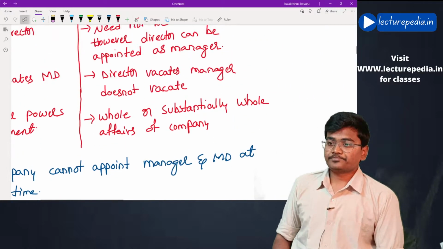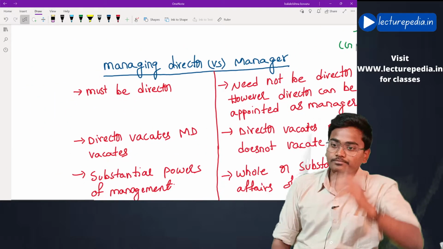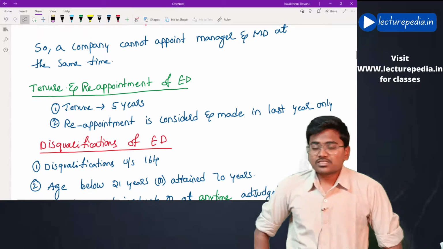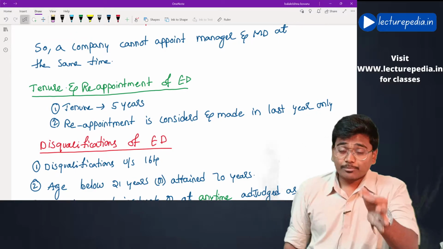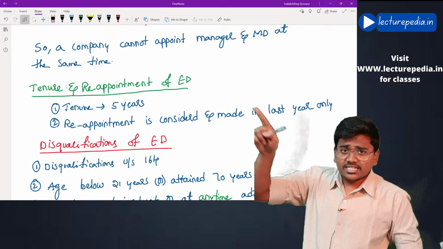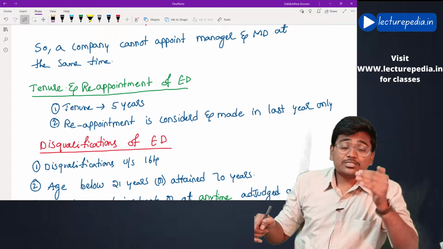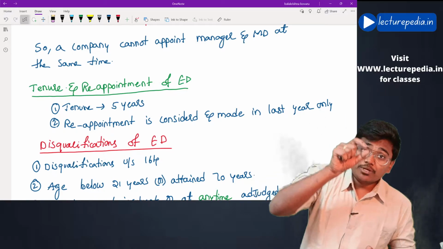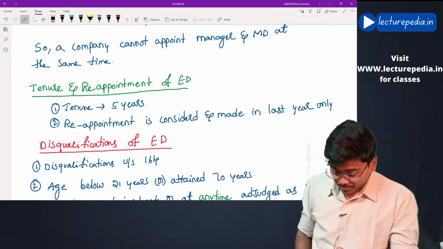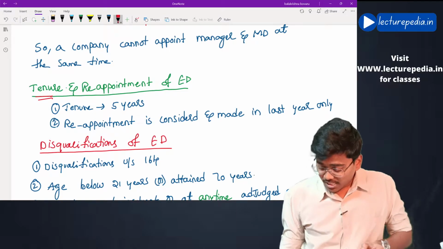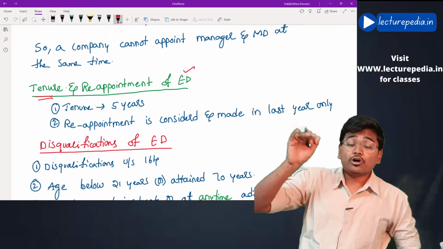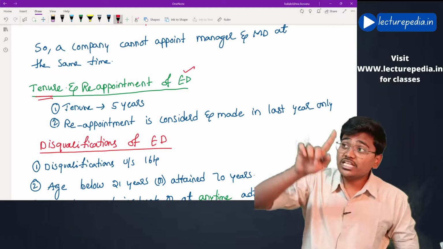Now, tenure. What would be the tenure of this executive director? See, for purpose of section 196, even though this manager is not an executive director, all the provisions prescribed in section number 196 will be applicable even for manager also, even though he is not an executive director. Hope that is clear. That means that tenure that has been prescribed for executive director in 196 will be applicable even for manager also, because the entire section of 196 will be applicable even for manager also.